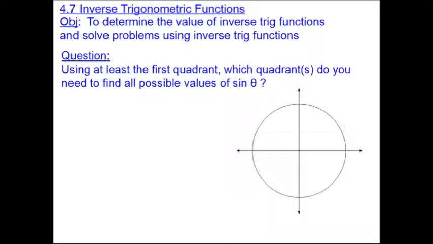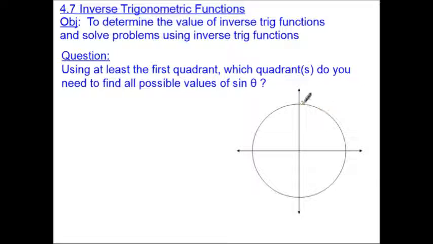We're looking at section 4.7 now, which is all about inverse trig functions. We're going to be determining the value of inverse trig functions based on a unit circle concept and solving problems using inverse trig functions. Okay, now a question I want to get this ball rolling with is: using at least the first quadrant, which quadrants do you need to find all possible values of sine?